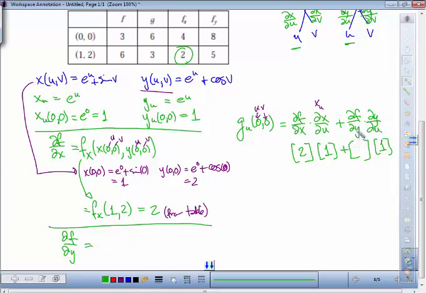So the last bit of information is the df dy, and we're going to walk through the same process, except we already know what happens when you put 0, 0 in for u and v into the x and y functions. So we know that this is going to be 1 from the work we just did, and this is going to be 2. So really, we're looking for f sub y evaluated at 1, 2.